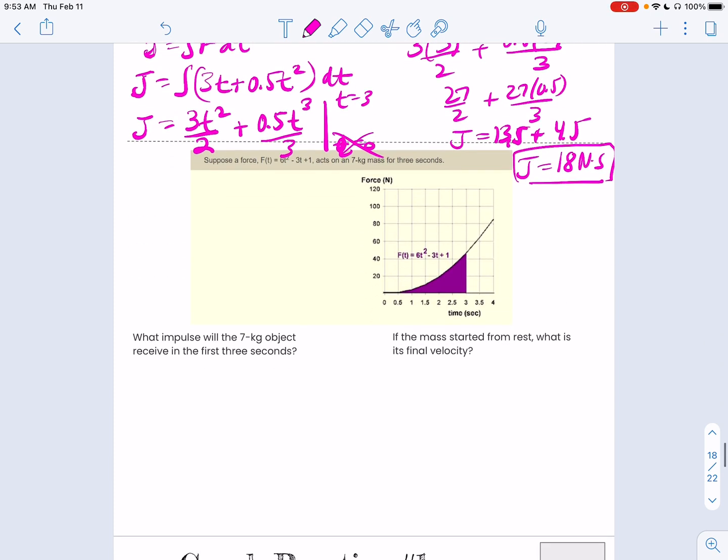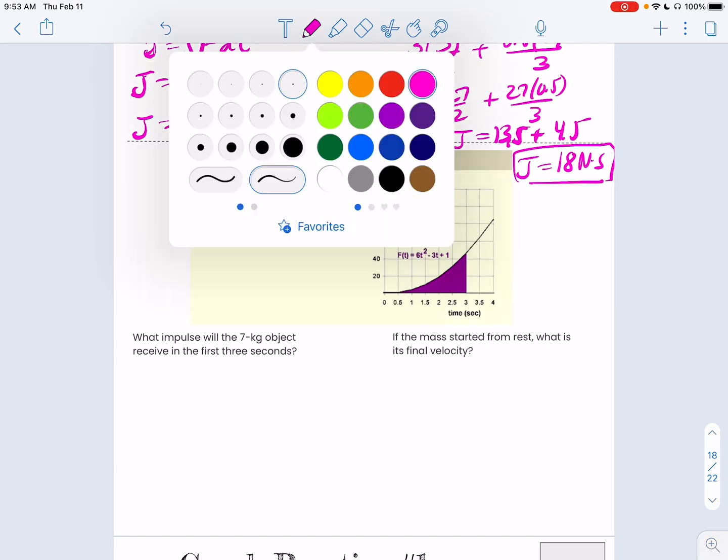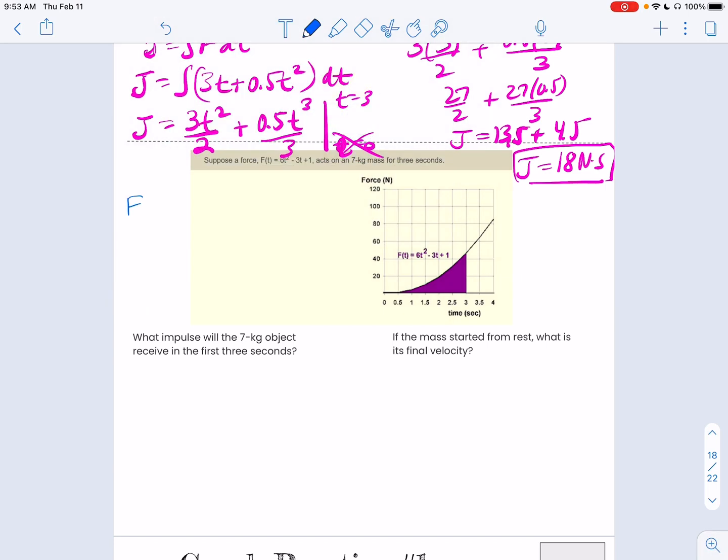Sometimes they might show you the graph, but luckily they're also going to give us the force function. So force with respect to time is 6t squared minus 3t plus 1, and the mass is 7 kilograms. What impulse will the object receive in the first 3 seconds?